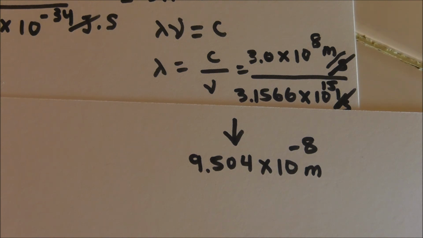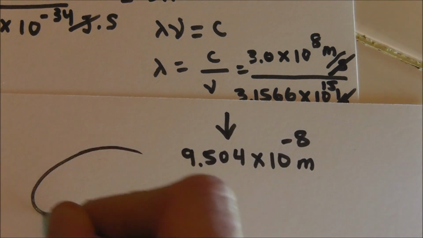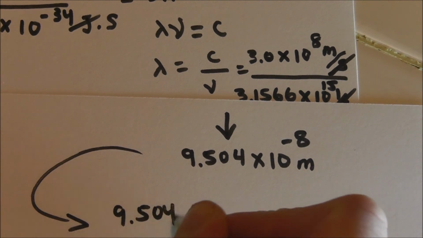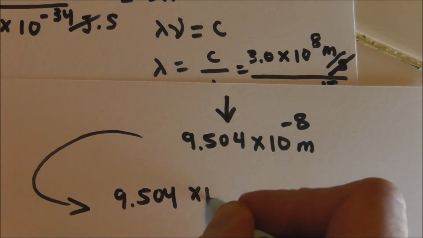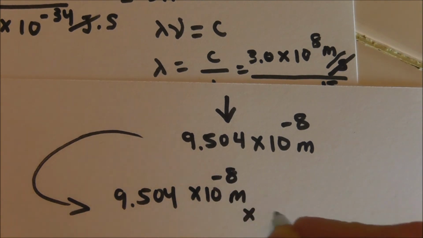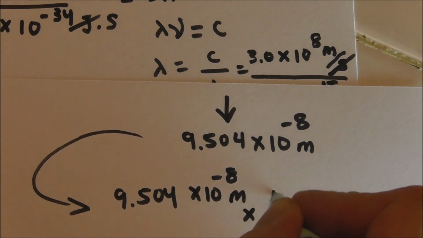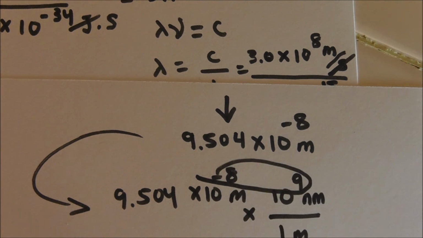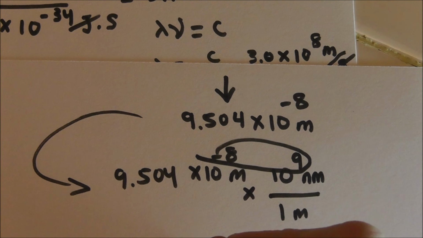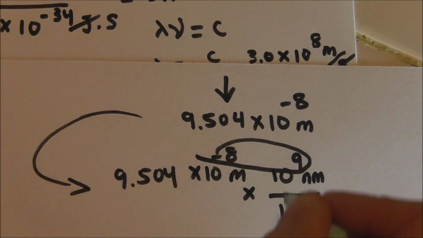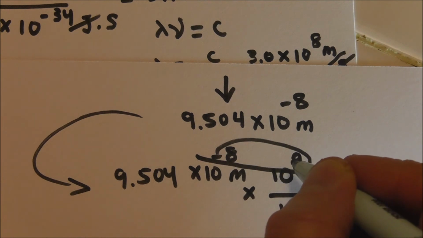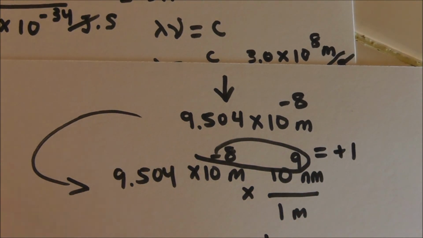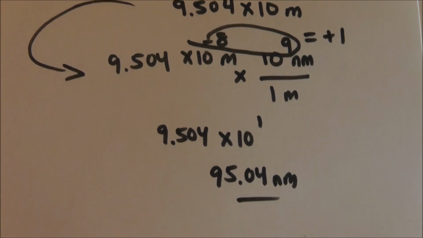Now I don't really have a good frame of reference for where that is in the range, so let's convert it to nanometers. 9.504 times 10 to the minus 8 meters. 1 meter is 10 to the 9 nanometers. That'll end up being 9.504 times 10 to the negative 8 plus 9 equals positive 1. That means 95.04 nanometers. That's our answer.